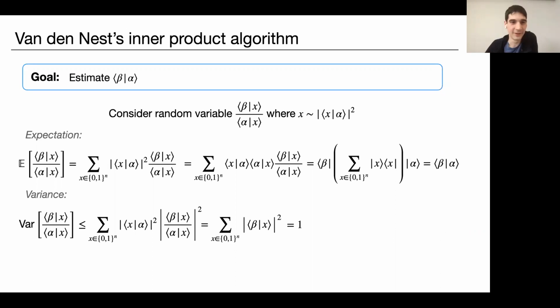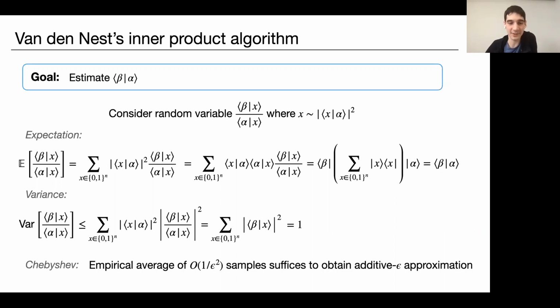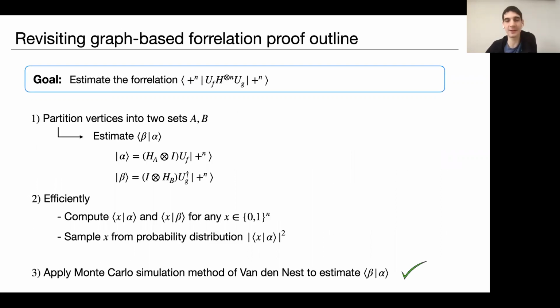And so now we just have this nice random variable that has the expectation we want and a nice bounded variance. So we can just apply Chebyshev's inequality, which says that an empirical average of something like 1 over epsilon squared samples suffices to obtain an additive epsilon approximation to this inner product of alpha and beta, which is the thing that we wanted to estimate. So that's the entirety of this Van den Nest inner product algorithm. And so that may give you some sense of where we're headed.